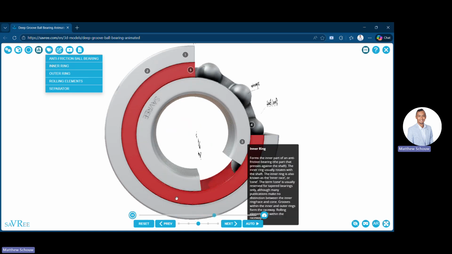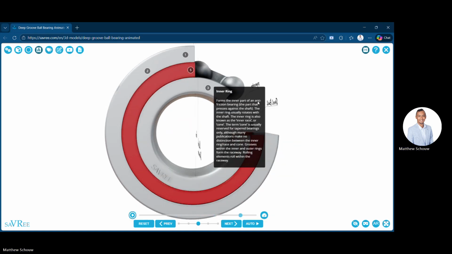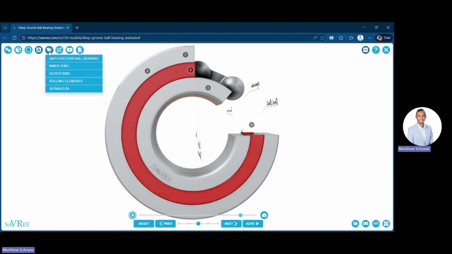So let me just pause him. And your inner ring forms the inner part of the anti-friction bearing or rolling bearing, the part that pushes against the shaft. The inner ring is also known as the inner race or cone. The term cone is usually reserved for tapered bearings, right? If you know taper, it converges. Yeah, then we can look at maybe what's next after that.